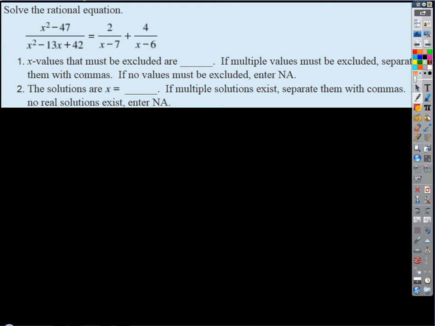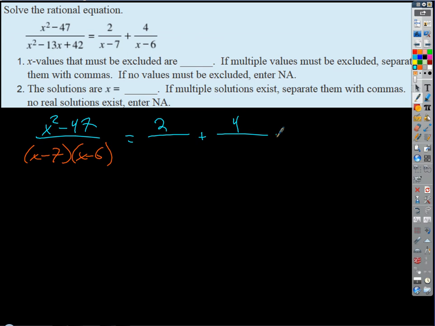What if I factor this first one right here? We're just looking at denominators. We don't really care about the numerators right now, right? So if I take this first term, I get x squared minus 47 on the top. What's going to be on the bottom? What does that factor into? What numbers multiply to 42 and add to negative 13? 7 and 6. Okay, so x minus 7, x minus 6. And then here I've got my x minus 7. There I've got my x minus 6.